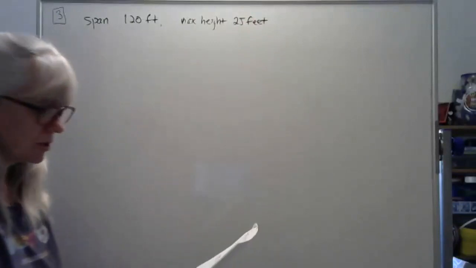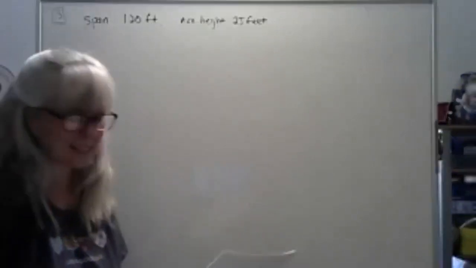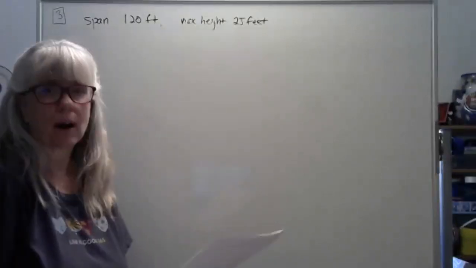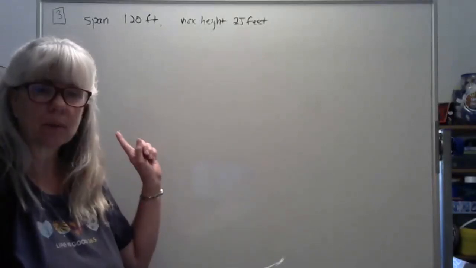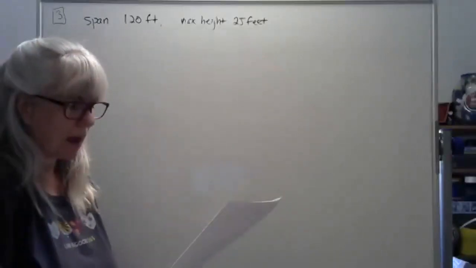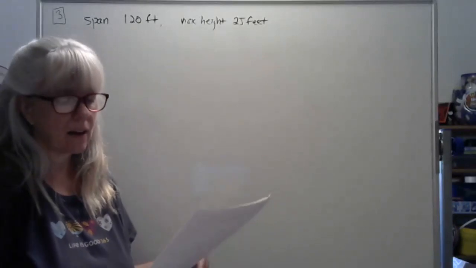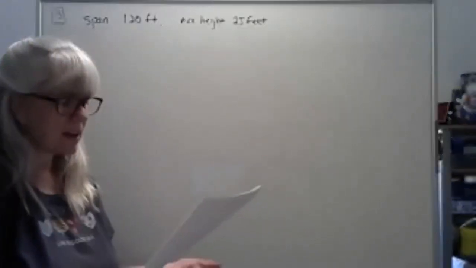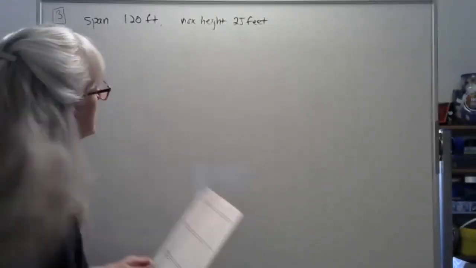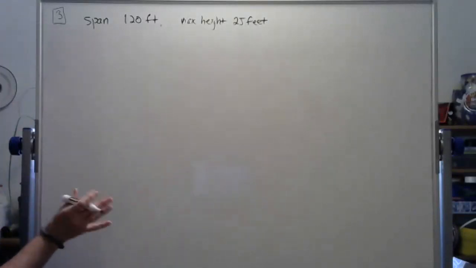So the directions say choose a suitable rectangular coordinate axes. I love that. And find the equation of the parabola. So they're giving me information about the parabola. They want the equation of the parabola. Then calculate the height of the arch at points 10 feet and 40 feet from the center. Let's deal with one thing at a time.